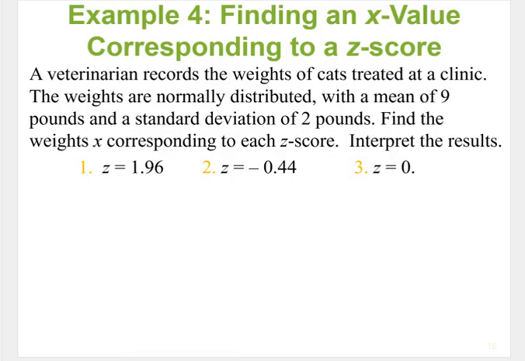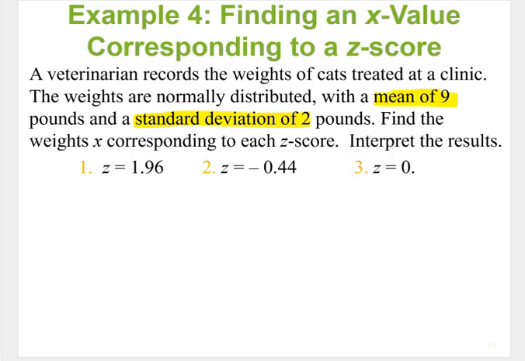Okay, so the veterinarian records the weights of cats treated at a clinic. The weights are normally distributed with a mean of 9 pounds. Okay, important information, so I'm going to highlight that. We've got a mean of 9 pounds and a standard deviation of 2 pounds. Find the weights x corresponding to each z-score. So they're giving us the z-score for the weight of the cats, and then we need to find the actual weight of the cat. So our first z-score is 1.96.